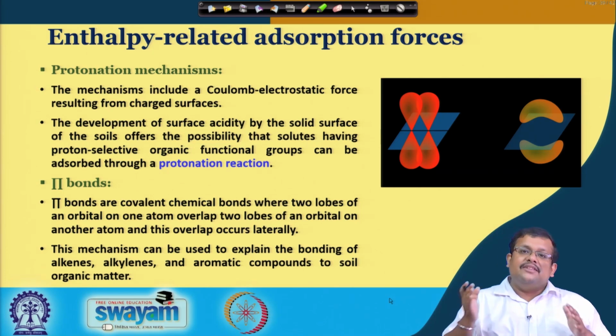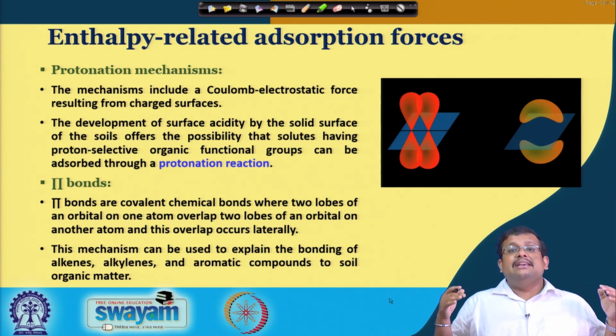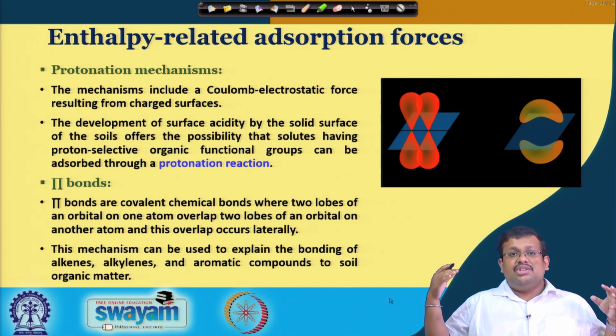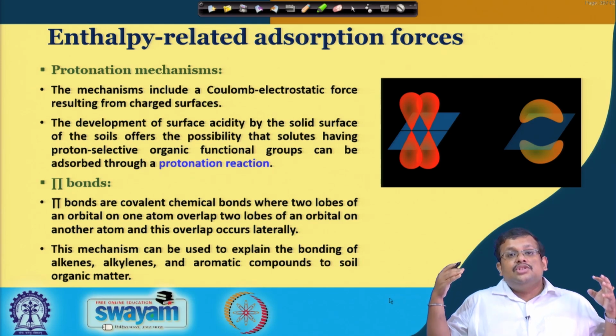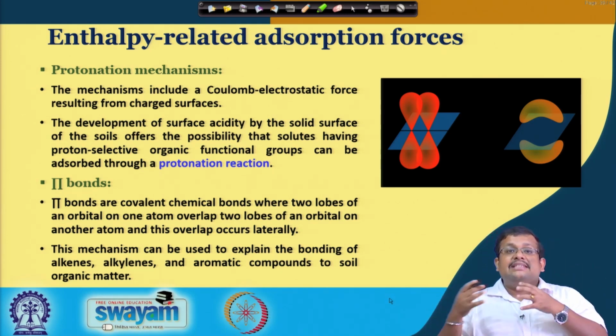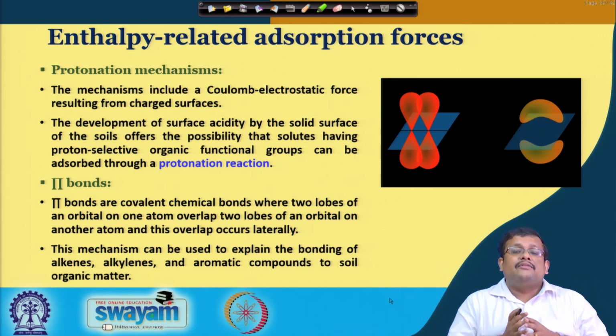Now, we know by the definition of acid that an acid is a proton donor. So, when there is a surface acidity on the solid surface of the soil, in exchange it can donate a proton to the solid having proton selective organic functional groups. As a result of that there is an adsorption, and this is the perfect example of a protonation reaction.